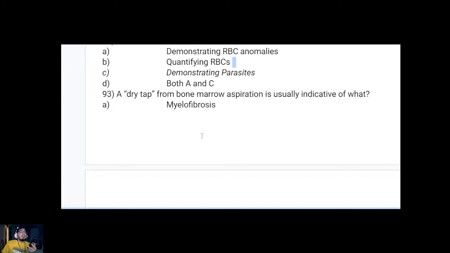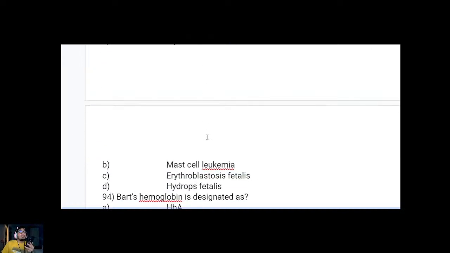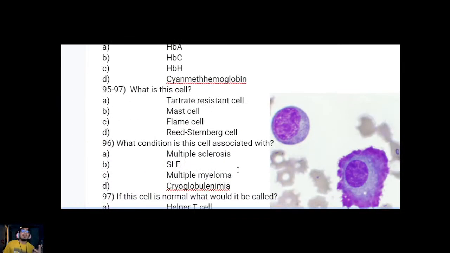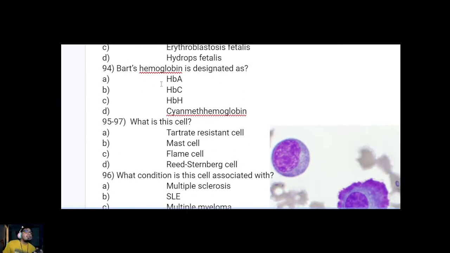A dry tap from bone marrow aspiration is usually indicative of what? Myelofibrosis, mast cell leukemia, erythroblastosis fetalis, hydrops fetalis. X mo na itong mga to kasi sim lang silang dalawa. Mast cell leukemia, madami ang WBCs kasi nga may leukemia ka eh. So myelofibrosis ang tamang sagot, kasi sinabi ko nga sa inyo, yung stem cells niyo, ang ginagawa niya is hyperproliferation of fibrous tissue. Yeah, myelofibrosis with myeloid metaplasia.